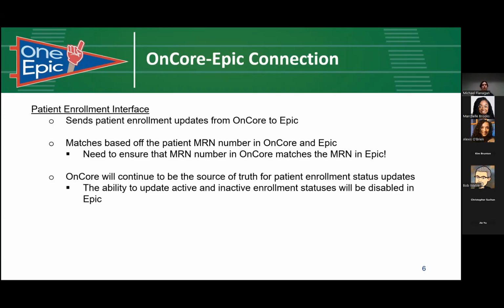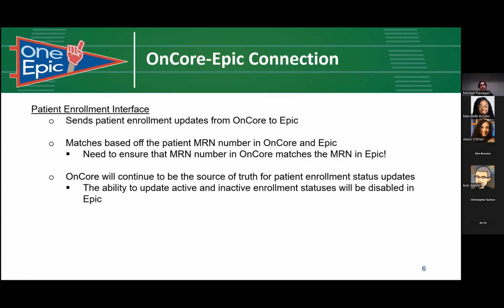And then we've also configured on the Epic side for those active and inactive enrollment statuses to be disabled. So if you're a coordinator, you won't even have the option to move them onto an on study or on treatment status, or any of those completed or on follow-up statuses either. We do still have some statuses that are available to be selected in Epic, which are statuses that happen pre-consent. So those are going to be interested, identified, and waiting for consent.